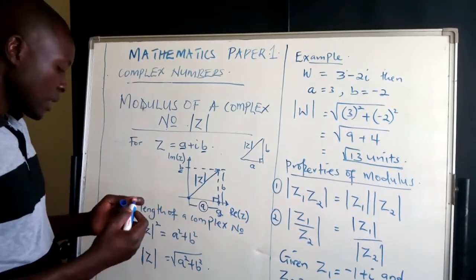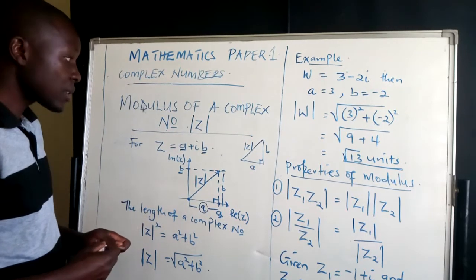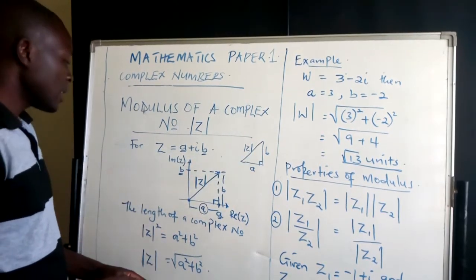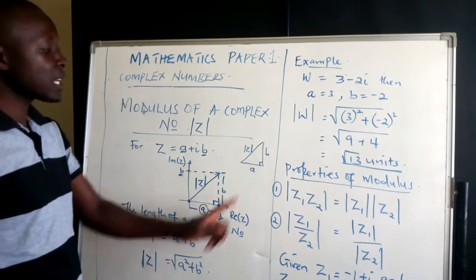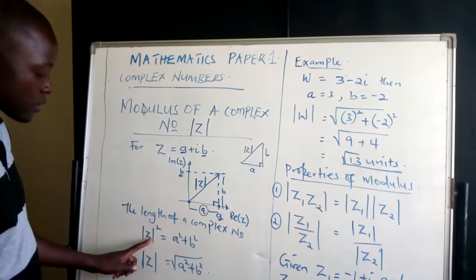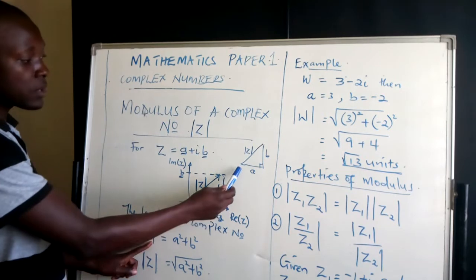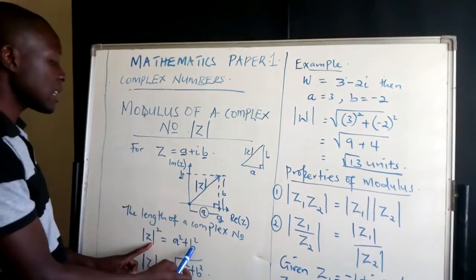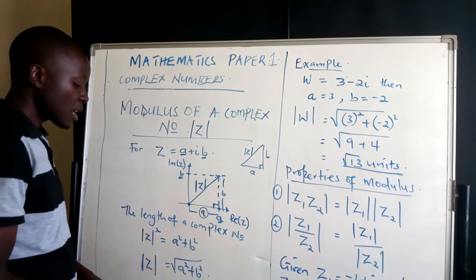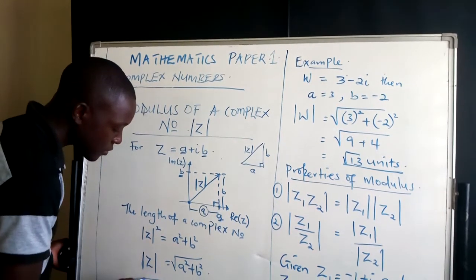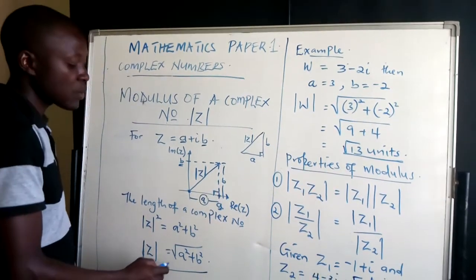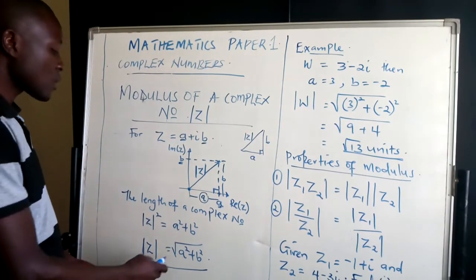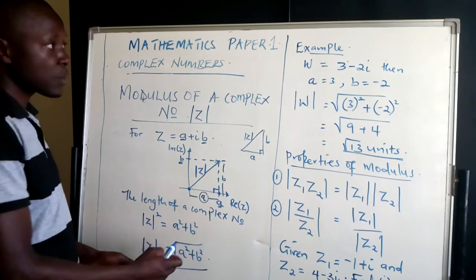Now, if we apply the Pythagorean theorem, which says the longest side squared is equal to the sum of the two shorter sides squared, we shall have the modulus of z squared equals the shorter side squared plus the other side squared. From here we make the modulus of z the subject, taking the square root on both sides: the square root of a squared plus b squared.